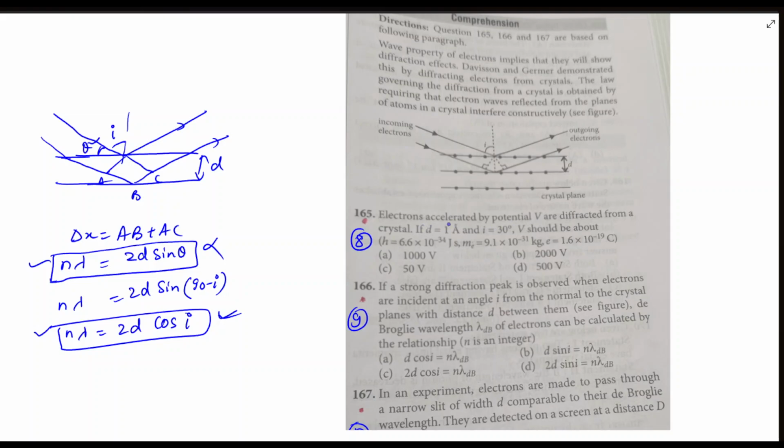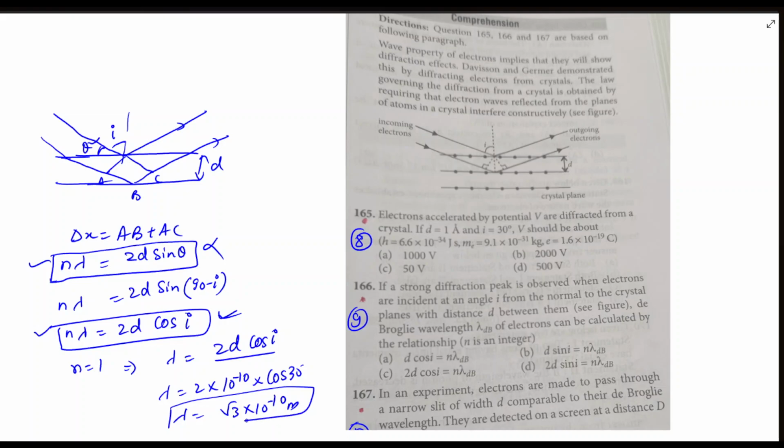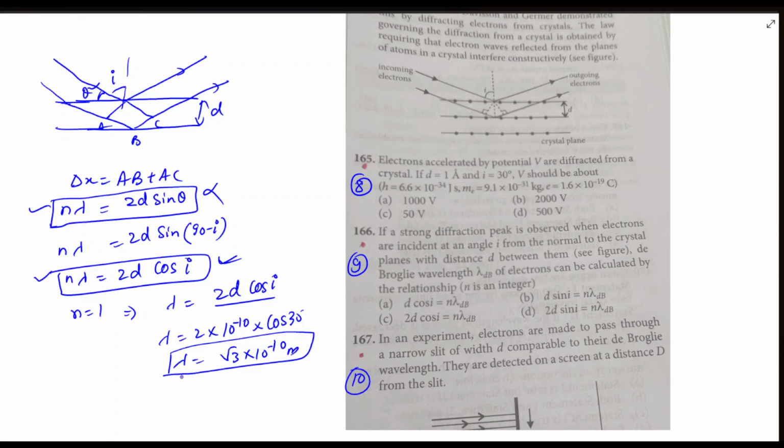Okay, so we need to find the electron accelerated by the potential V. So how much will this be? Okay, so if we put n as 1, then lambda will turn out to be 2d cos i. So 2 into d, which is 1 angstrom, that is 10 raised to power minus 10, into cos i. So cos 30, we will get root 3 into 10 raised to power minus 10 meter. So this will be the wavelength of the electrons, right? So it will be de Broglie wavelength.